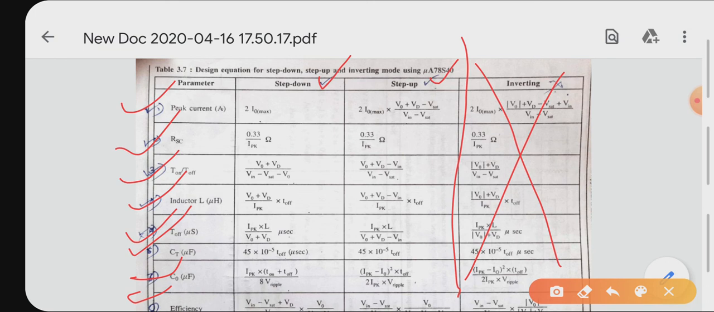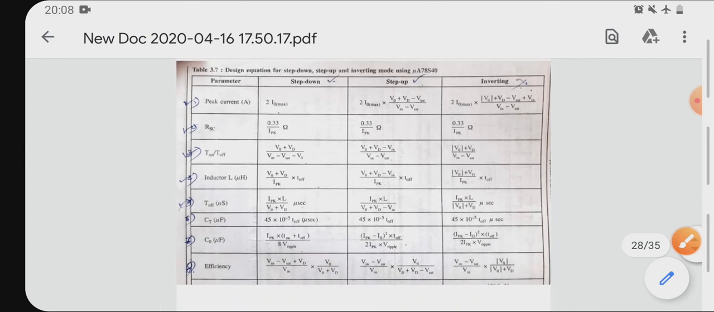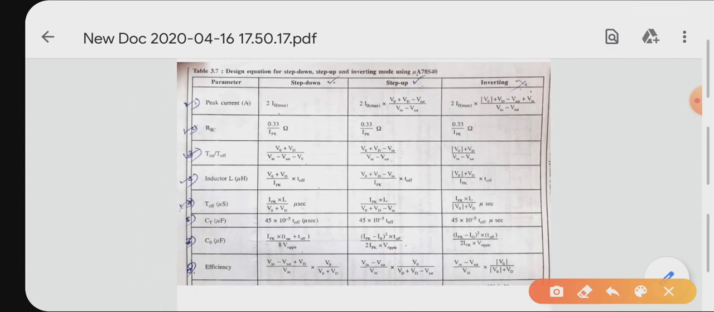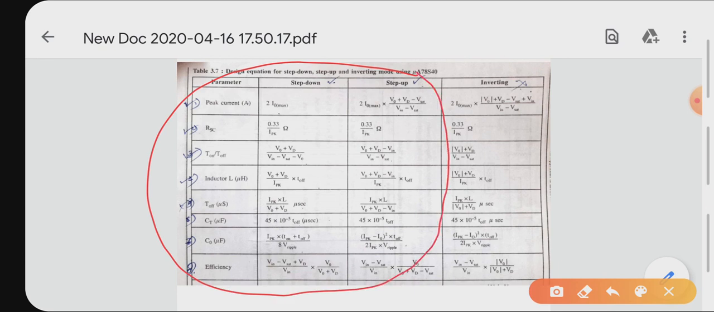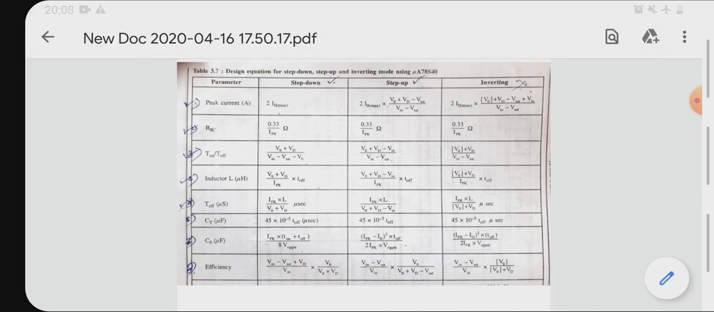Okay, so keep in mind this table with the formulas for step down and step up regulators. This is very important, you have to remember, you have to memorize these formulas. Okay, now moving to the problem.